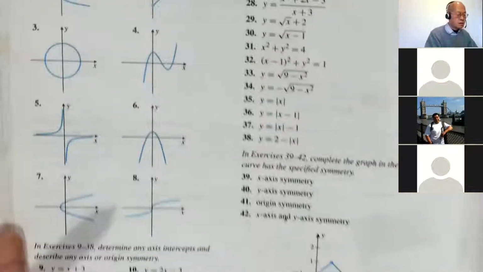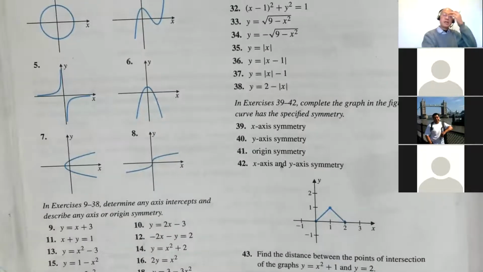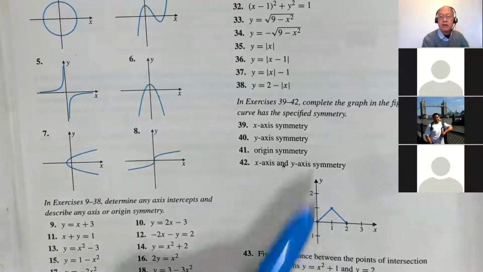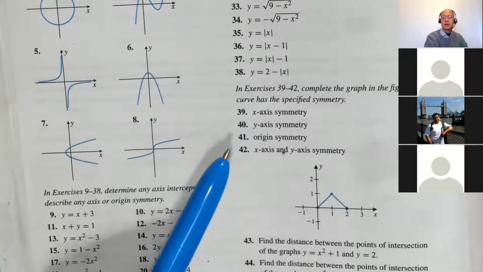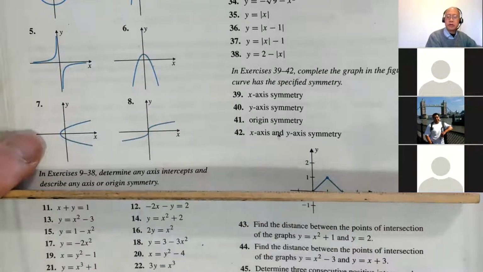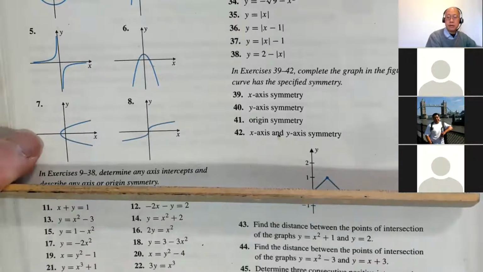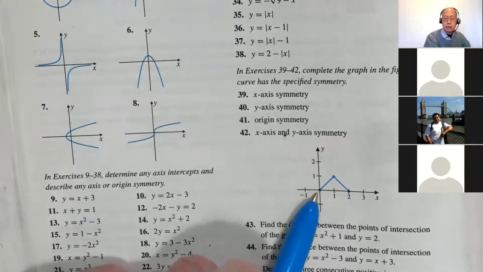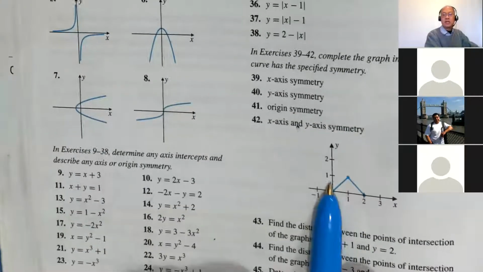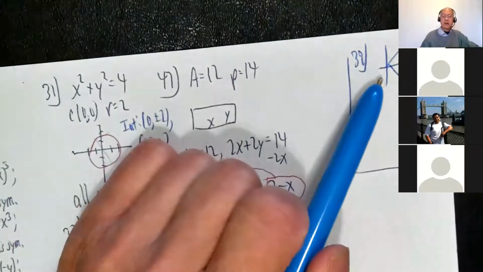All right. For 39 and 41, I can just talk about it, I don't want to graph it in my book. You can if you want, or take a snapshot and do it later. But it says complete the graph so that you have the specified symmetry. X-axis symmetry. So if I were to have x-axis symmetry, I'm not really going to draw it. I'll draw it on a separate sheet of paper. So for the x-axis symmetry, you'd have to have something down here. Maybe I'll just write off to the side here. So 39, the graph would have to be something like that. Right? It says complete the graph so you have the specified symmetry. So x-axis symmetry, it would look like that.